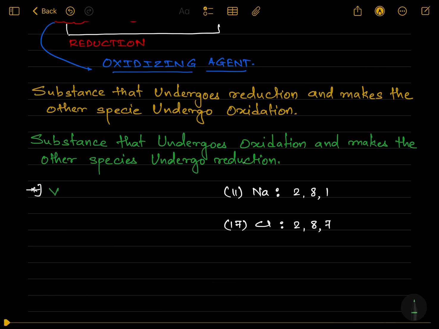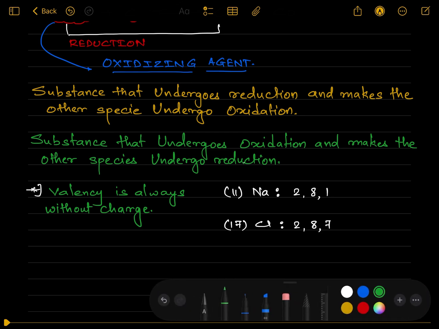Please remember a very important thing about valency: valency is always without charge. Valency is just a number. Now, why is valency just a number?